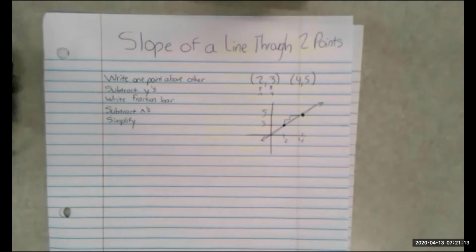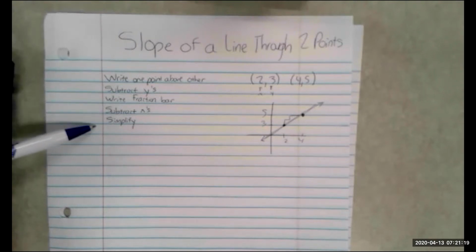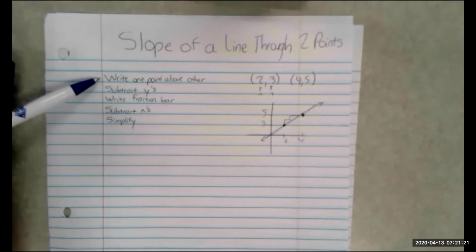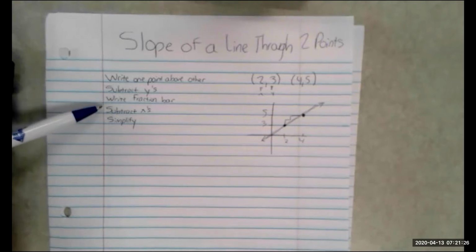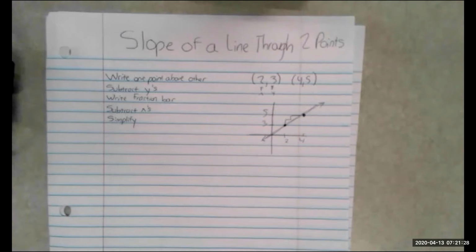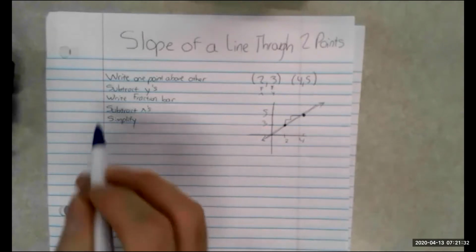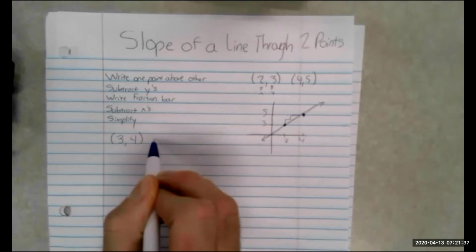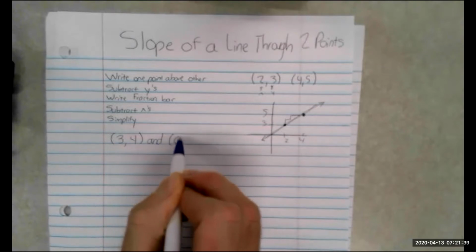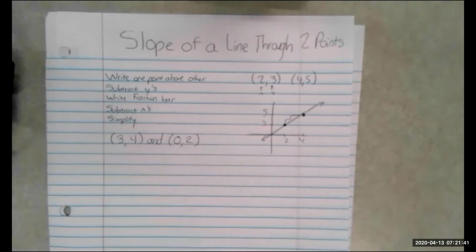So I won't have you write down the actual slope equation in your notes, but maybe write down these 5 steps right here. We're going to write 1 point above the other, subtract the y's, write a fraction bar, subtract the x's, and simplify. So for example, if I had a problem that asked me to find the slope between the points of 3, 4 and 0, 2, this is kind of the process I'd run through.